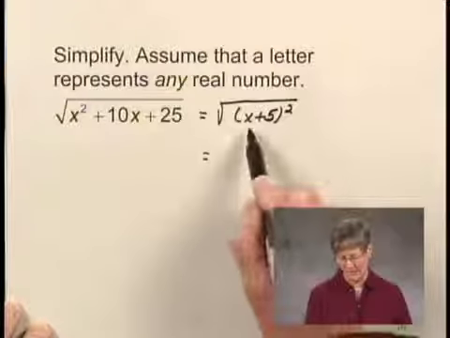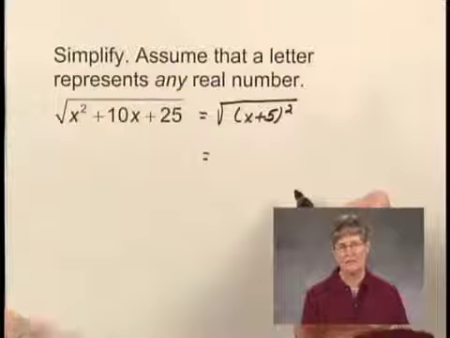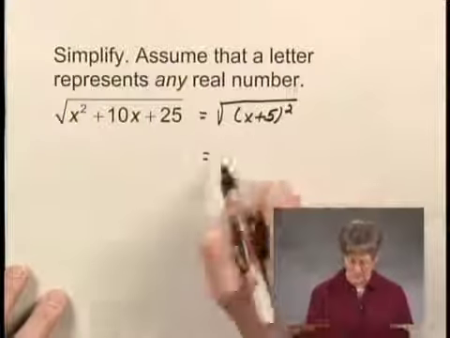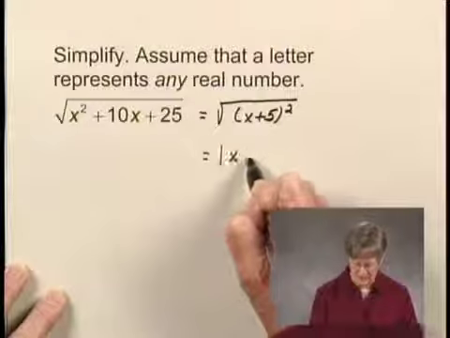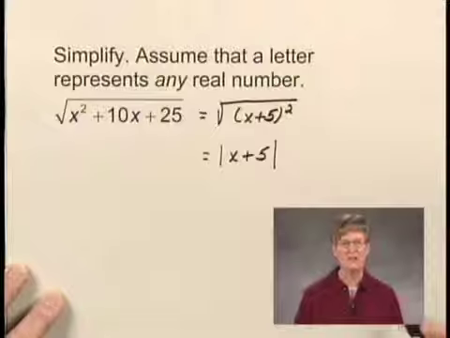For instance, if x were -6, and I just wrote x plus 5 for the square root, that would say that the square root was -1, which wouldn't be possible. So I use absolute value notation, and I give the square root then as the absolute value of x plus 5.